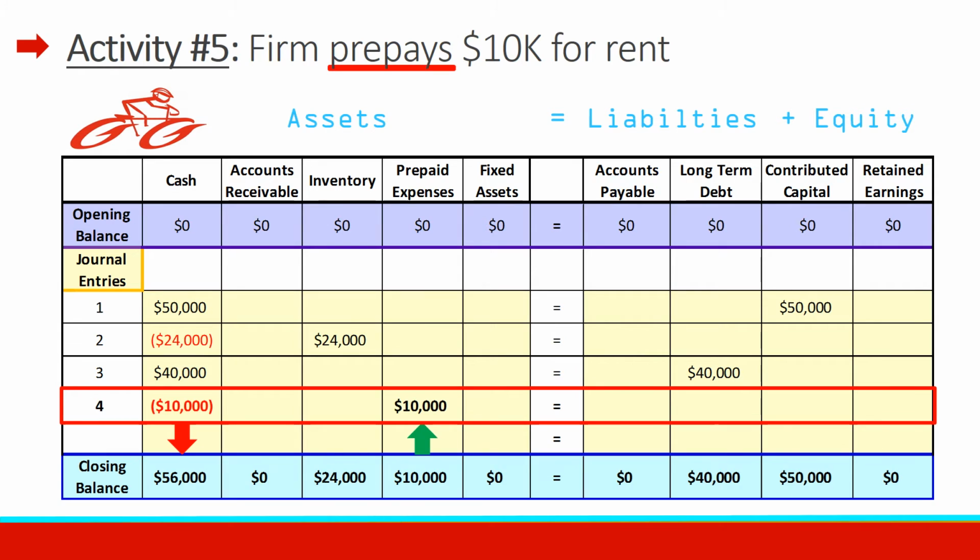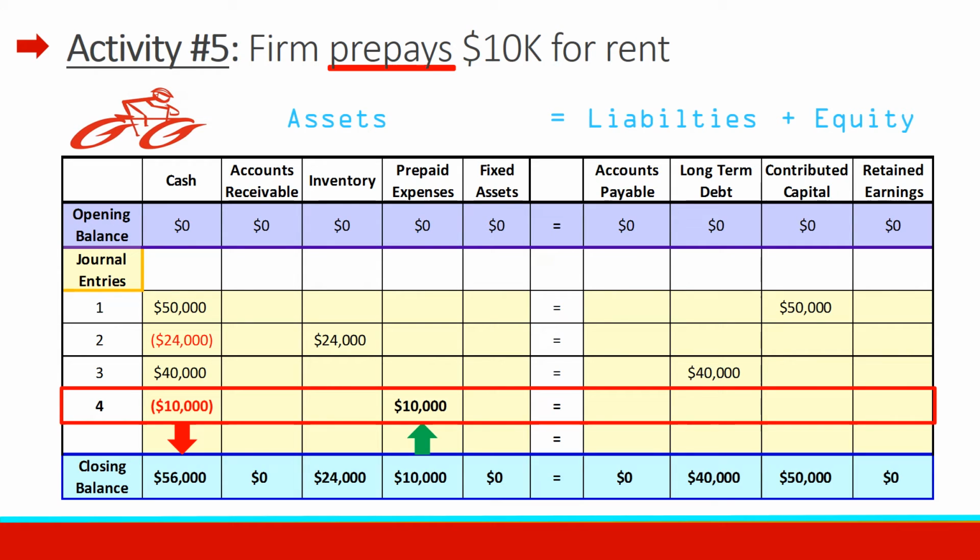We're now going to move on to our next activity, activity number 5. The firm is going to prepay $10,000 for rent. This is not an uncommon activity. A landlord would like to know that a firm will be able to afford the space that it's occupying, and so the landlord will often ask that some of the rent for future time periods is paid in advance. This is called a prepaid expense.